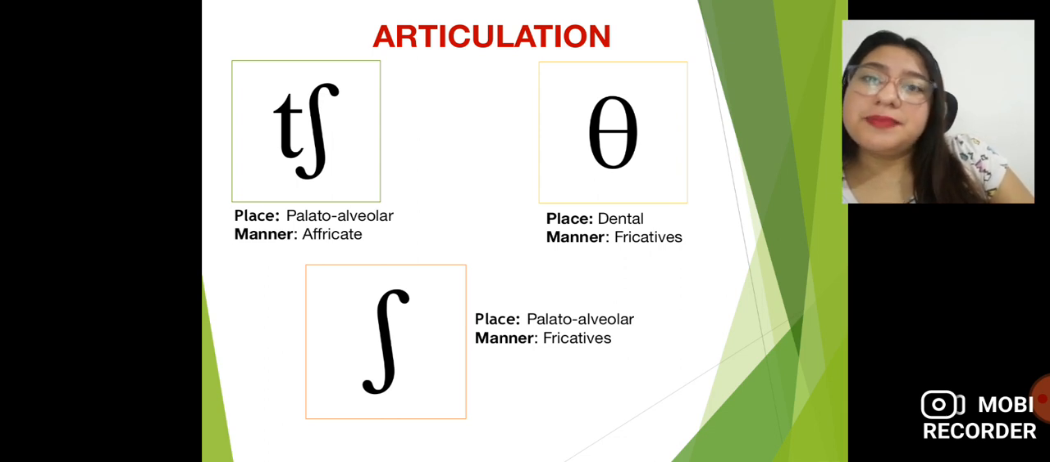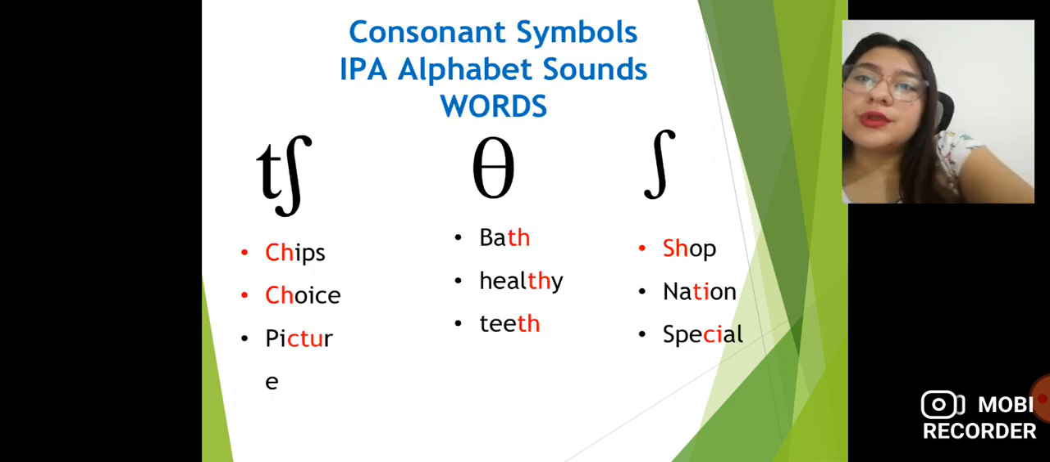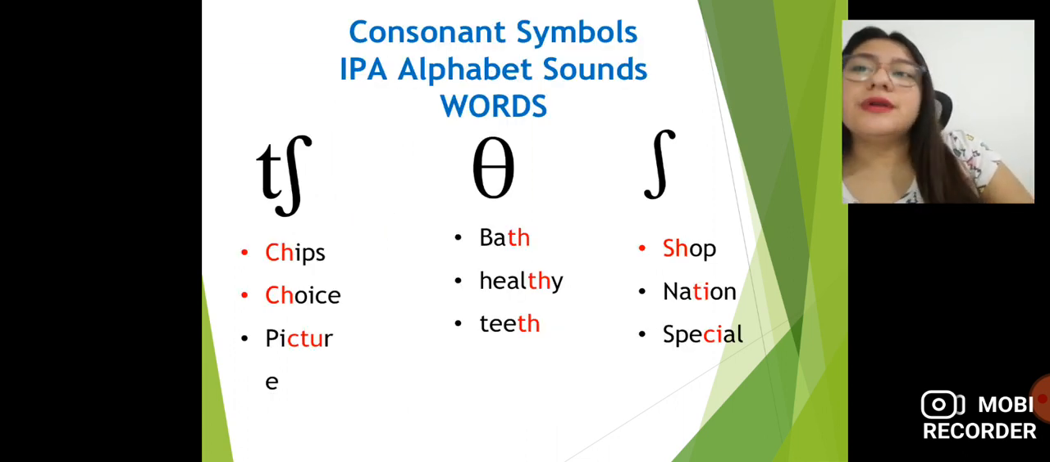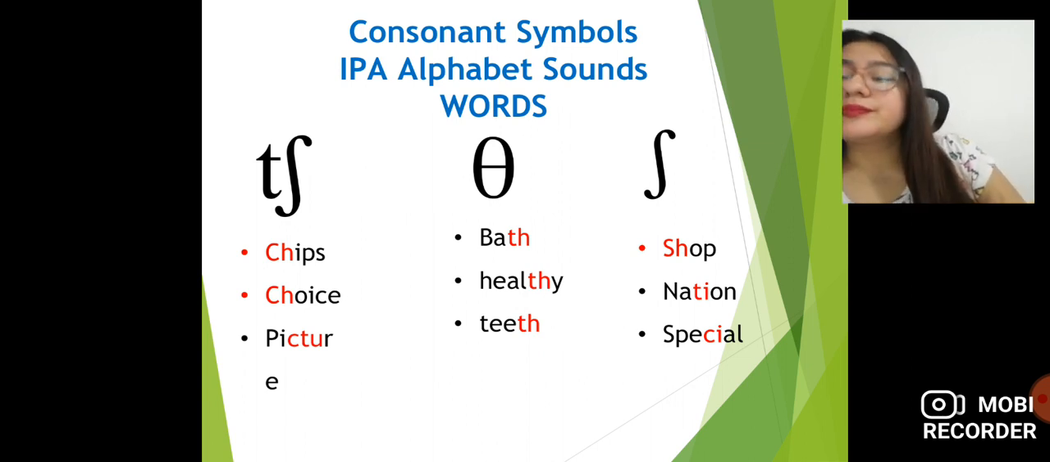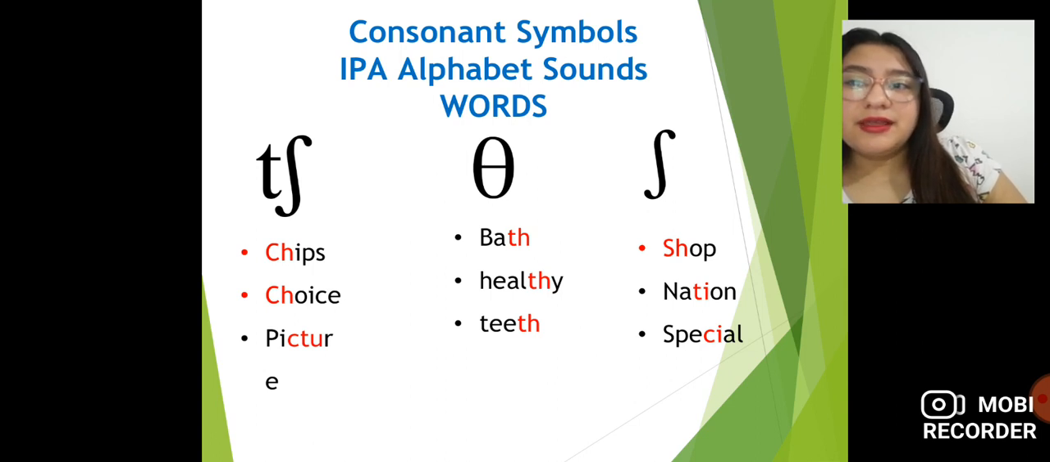Okay, next page is the example words. Okay, consonant symbolic alphabet sound words. Okay, the first consonant: shifts, choice, picture. Next consonant: bath, healthy, teeth. And next: shop, national, special.